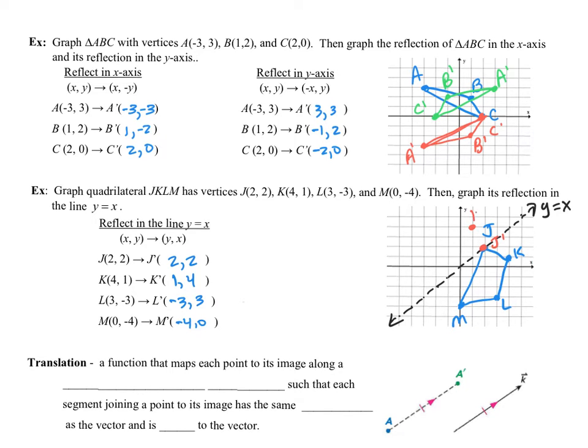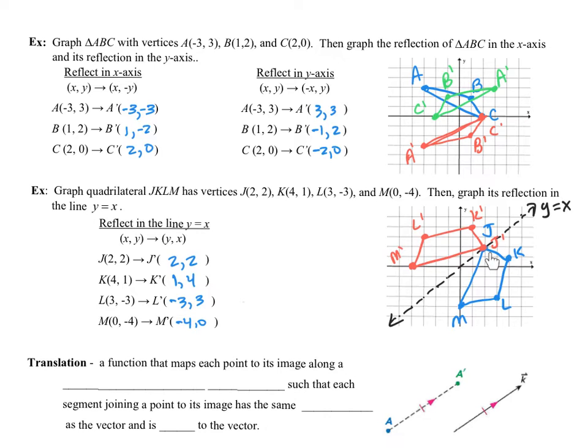Here's K prime, and then we're going to plot L prime at -3, 3. So L prime, and then finally M prime is at -4, 0. 1, 2, 3, 4. There's M prime. Okay, so then we're going to draw our quadrilateral. And I think you can see the reflection.